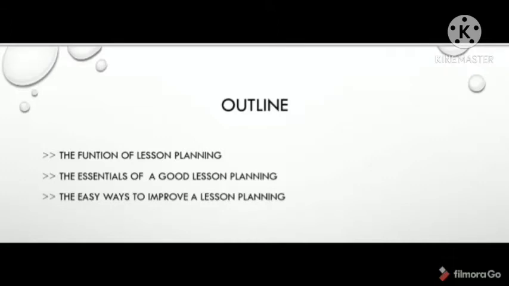First, the function of lesson planning. Second, the essentials of a good lesson plan. And last, the easy ways to improve lesson planning. The first material will be presented by Syifa.